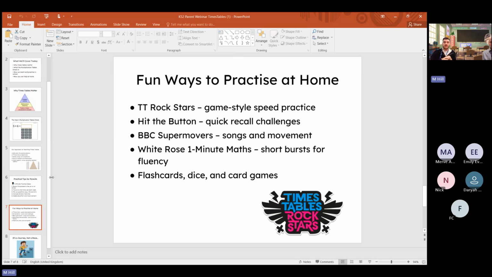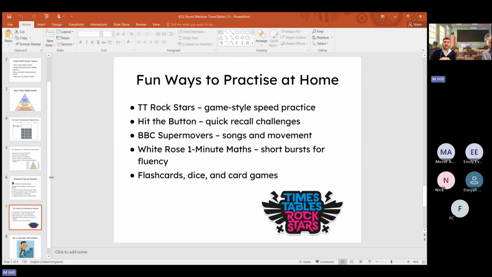Just to go alongside that, there's the White Rose. We use White Rose for our maths curriculum. They have a one minute maths app, where the children can do a challenge in a minute. So again, short bursts to practice their fluency.